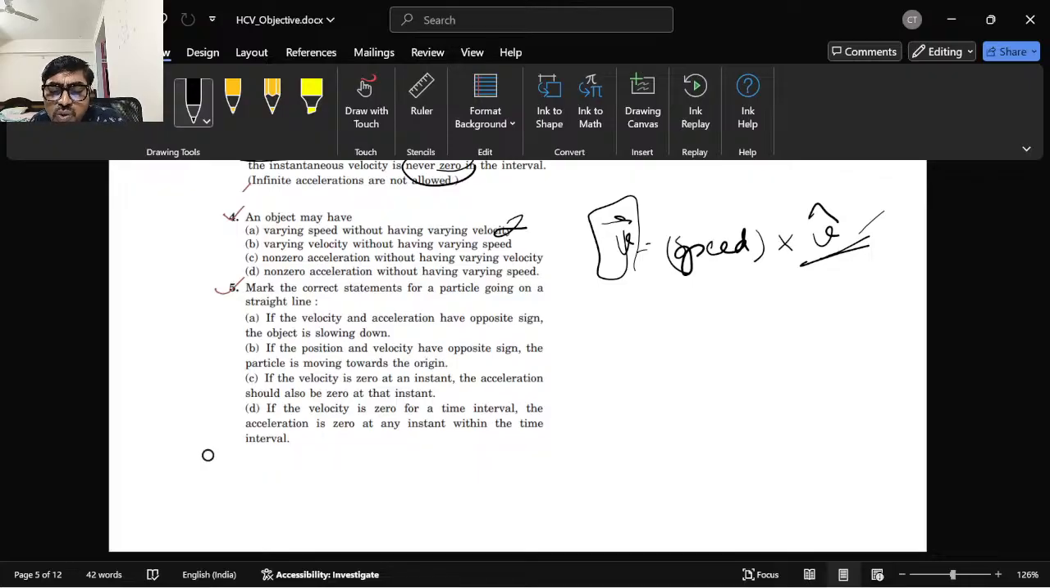Non-zero acceleration without having varying velocity. How is it possible, sir? Acceleration meaning what? What is acceleration? Rate of change of velocity. So velocity is not changing, it seems. That means rate of change of velocity is 0. That means acceleration has to be 0 only. So that is a wrong statement, sir.